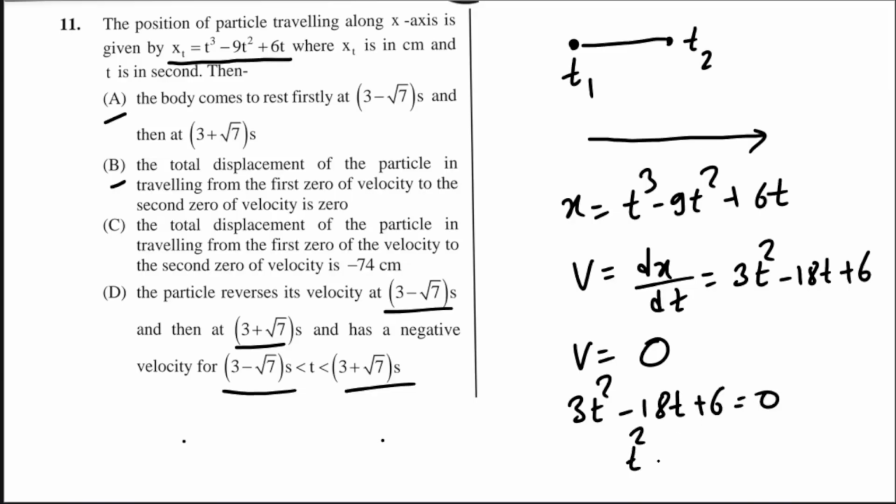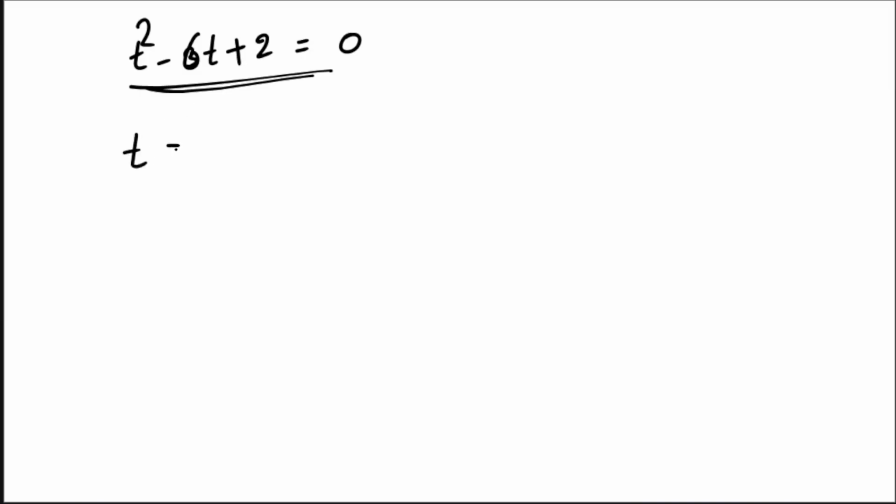So you are making t square minus 6t plus 2 equal to 0. We simply need to solve this quadratic equation, t square minus 6t plus 2 equal to 0. It doesn't solve directly, so we need to write the d value and then calculate for the time. So time will be equal to minus b plus minus root under d divided by 2a.